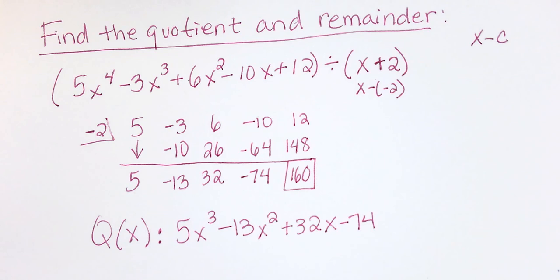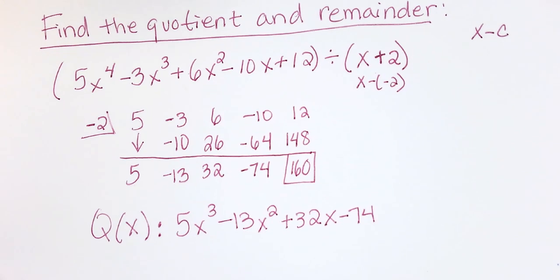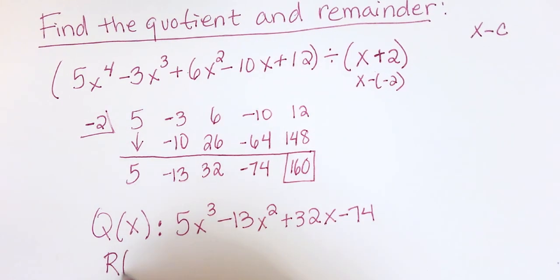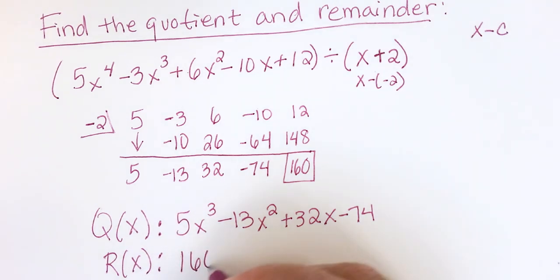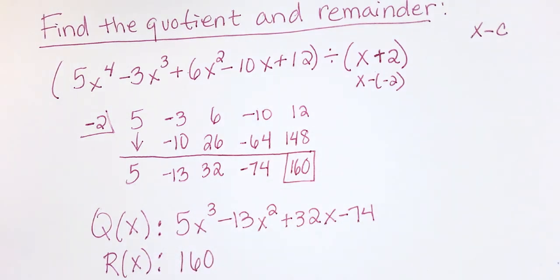And what is special about this number in the box? Well, the number in the box is your remainder. So r of x is going to be 160. This number in the box can mean a lot of things. In this, it's just the remainder, but there are some other problems where, if that number in the box is 0, then it means something special. And sometimes that number in the box may not be 0, and it may be the function value.